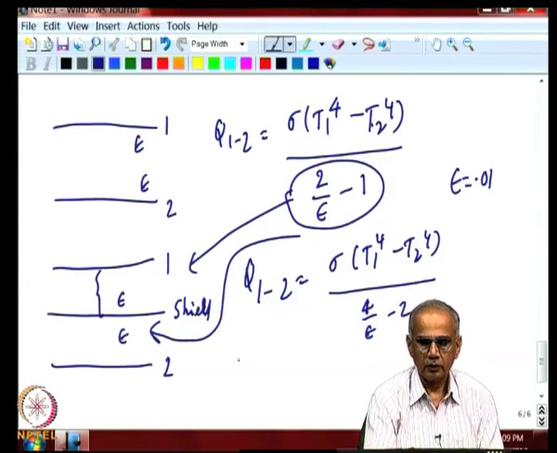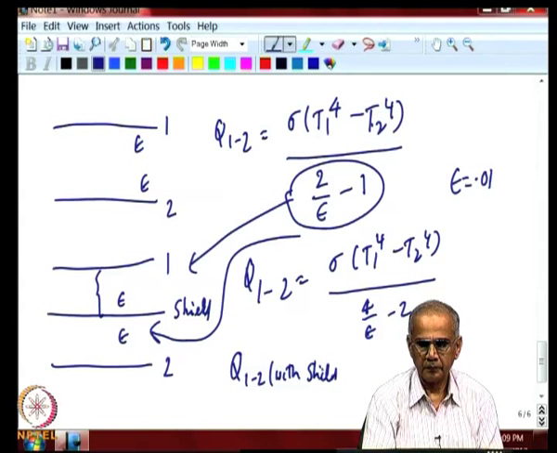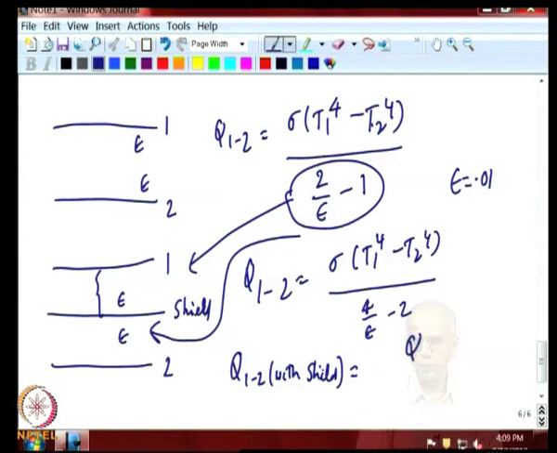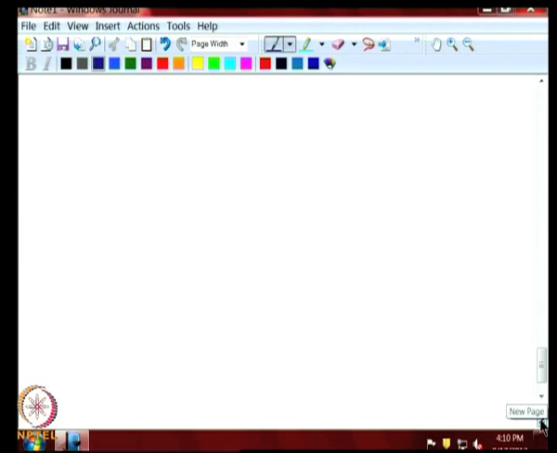So, clearly Q12 with shield is equal to Q12 without shield divided by 2. So, essentially if you put one shield between two parallel plates with the same emissivity, and the shield also has the same emissivity, then it cuts down the radiation transfer by half.